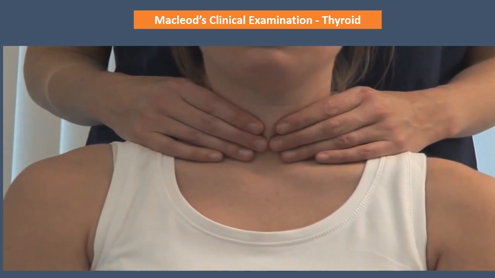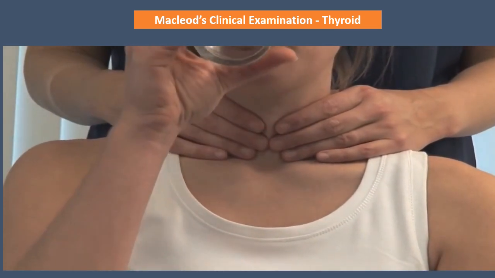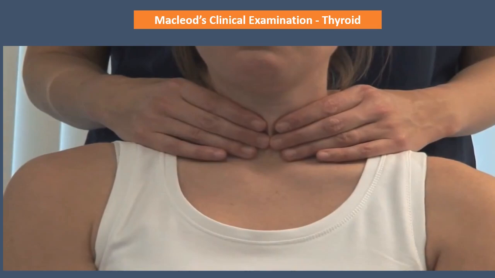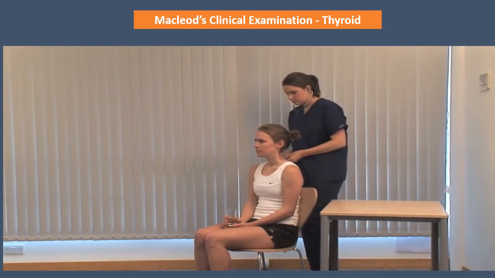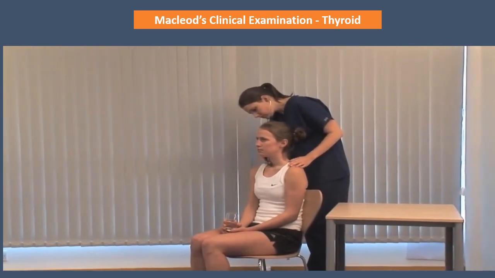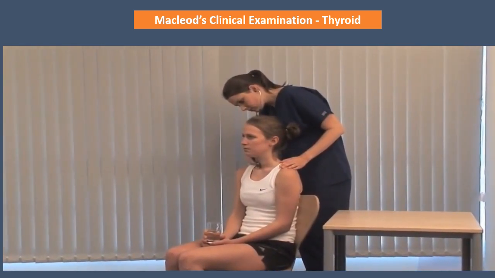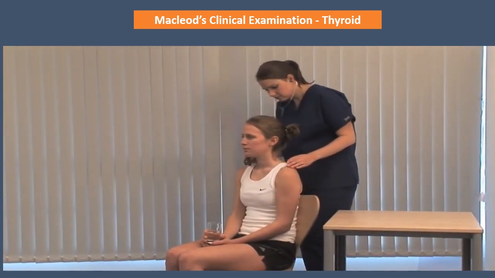Could you take a sip of water for me, please? Feel the gland as it moves up and then back down during swallowing. Thank you. Note the size, shape and consistency of any goiter and feel for a thrill. Listen over the 2 major lobes for a bruit. If there's a large goiter, use a tape measure and record the maximum neck circumference. Lastly, look at the legs for pretibial myxedema. Thank you.